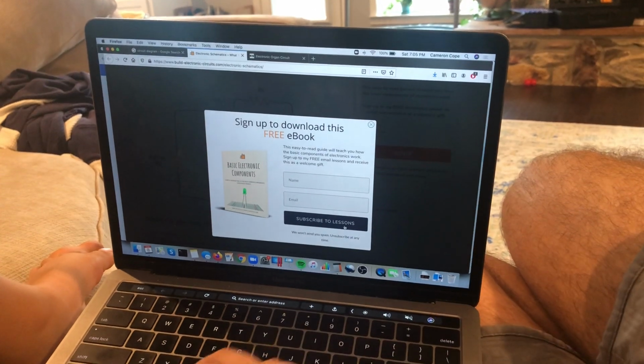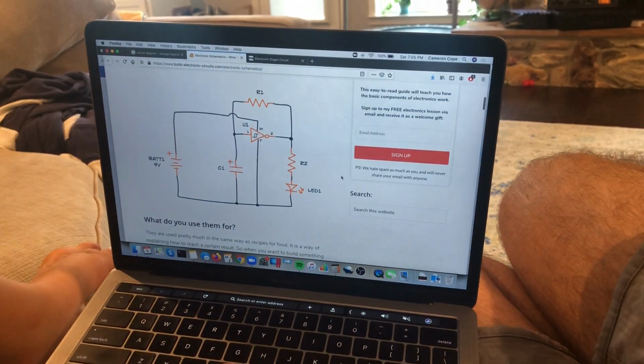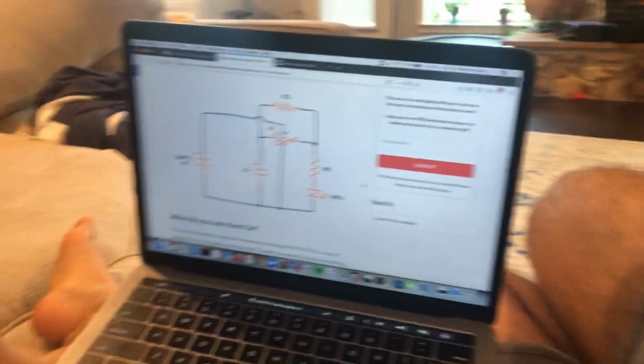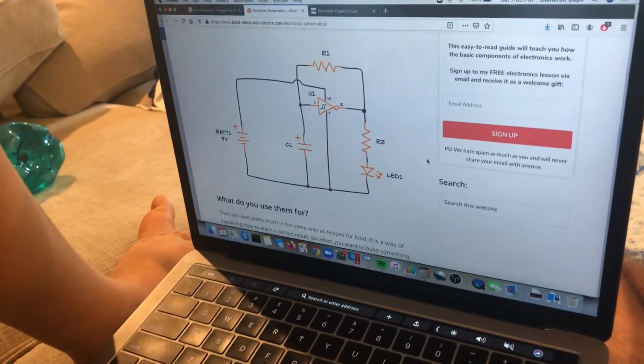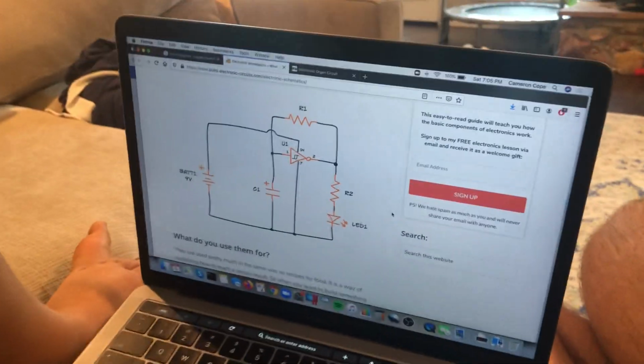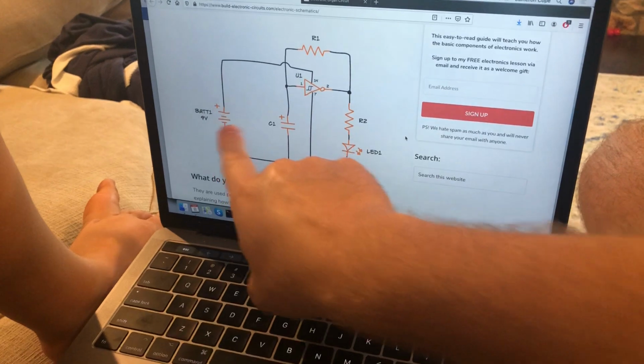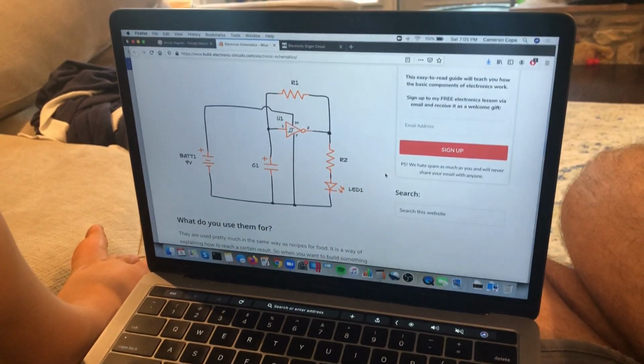A battery. Oops, gotta pop up. That's a battery. What's the voltage? 9 volts. Now, this looks similar to a battery symbol, but what is that? A capacitor, C1. Yeah. And then that's U1.